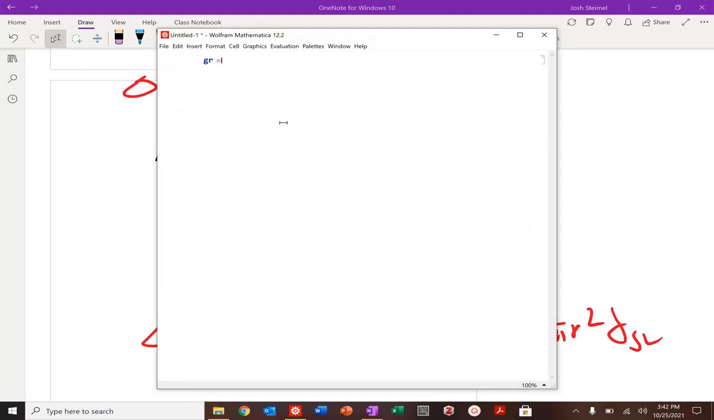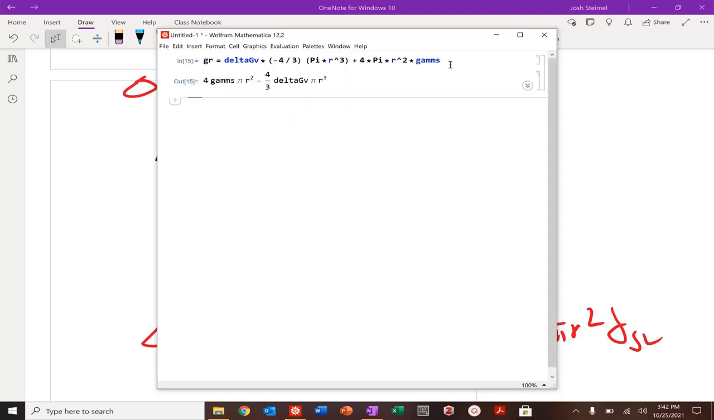So G(r) equals delta GV times minus 4/3 times pi times r cubed, plus 4 times pi times r squared times gamma. Not gams, gamma. So I need to take the derivative of G(r) with respect to r, set it equal to 0, and solve for r. So this is my r crit.